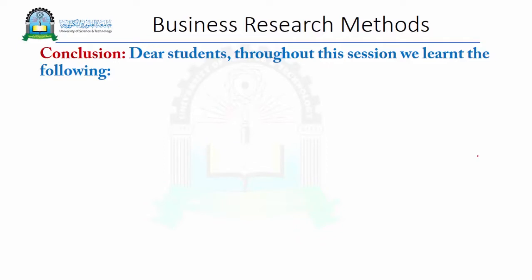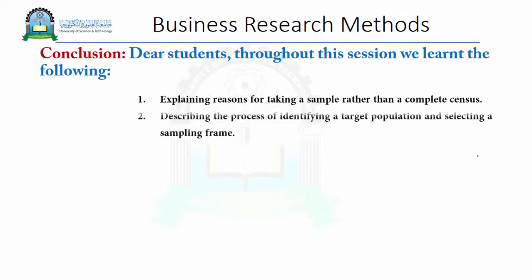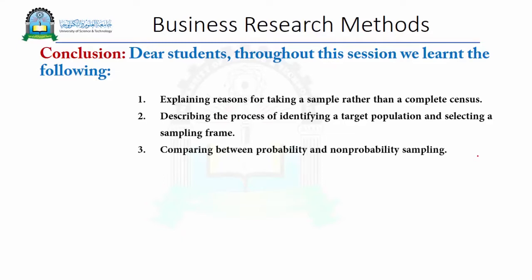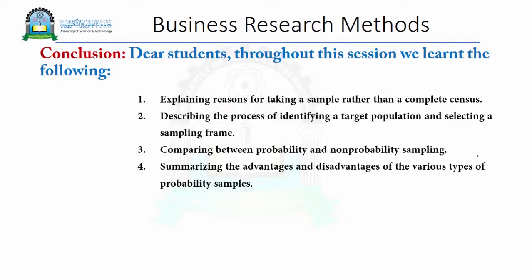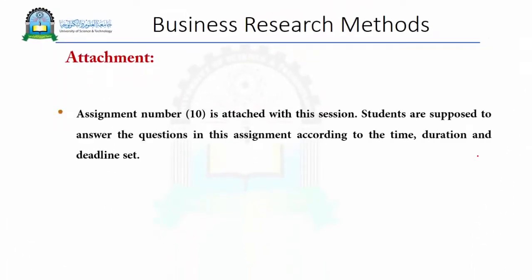I hope everything is clear to you, and I hope that throughout this session you have learned how to explain the reasons for taking a sample rather than a complete census, and a description of the process of identifying the target population and selecting a sampling frame, and also comparing between probability and non-probability sample, and also summarizing the advantages and disadvantages of the various types of probability sampling, and at the end discussing how to choose the appropriate sample design. The assignments for this session are going to be, as usual, uploaded in the LMS.